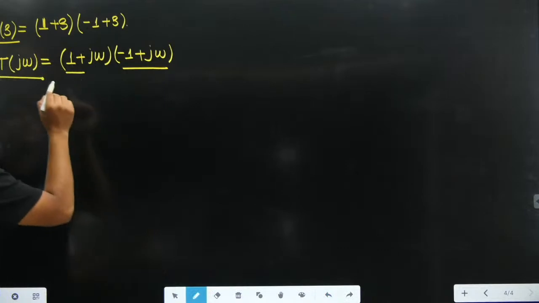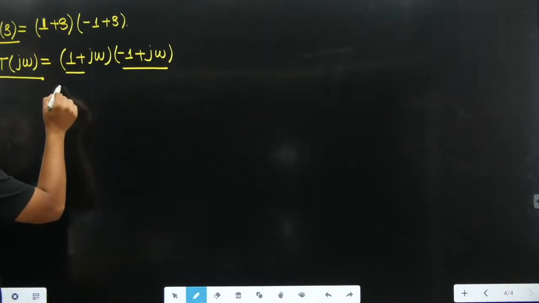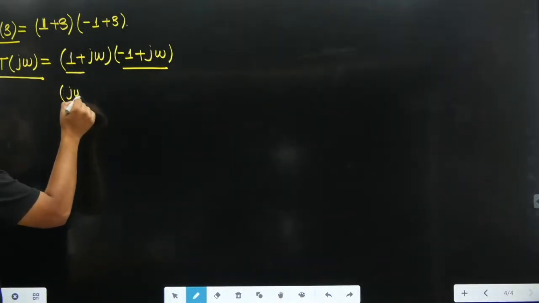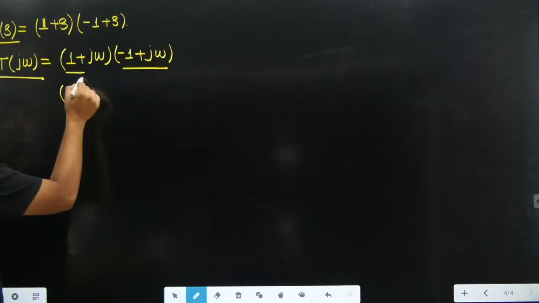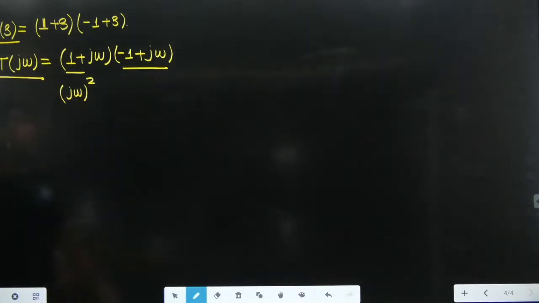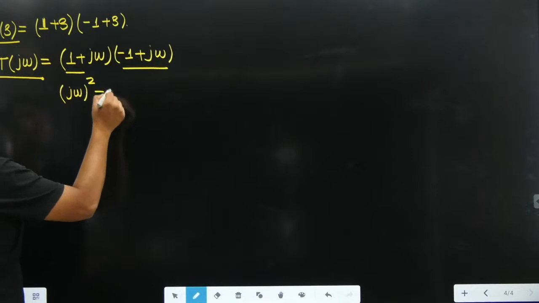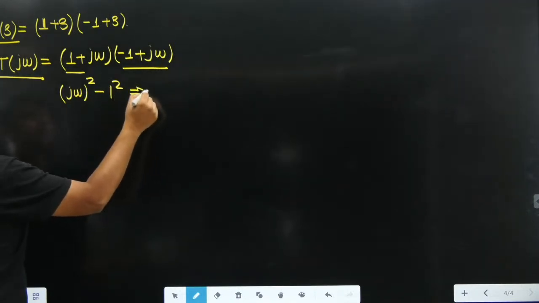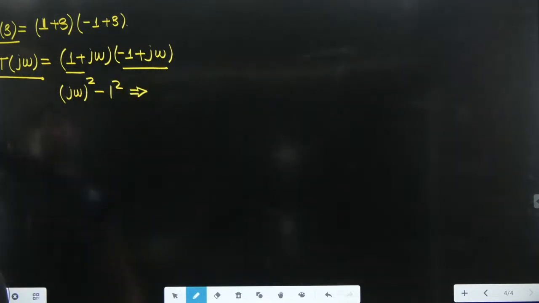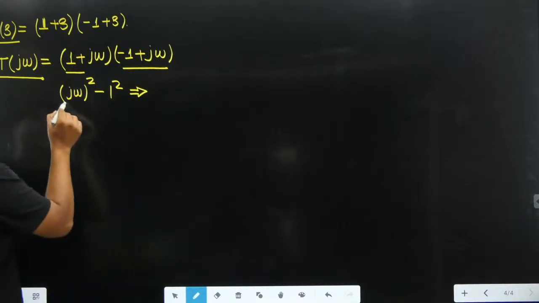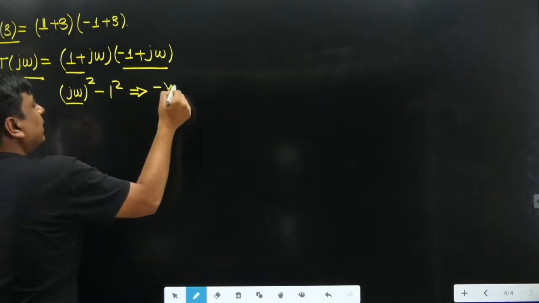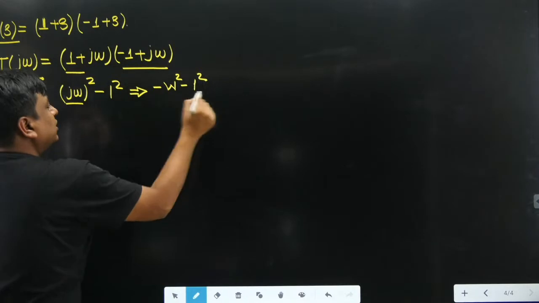So a square is simply going to be, how much has it been? a square is simply going to be j omega raised to the power of 2, minus 1 square. Once you do so, you yourself would be able to understand it had become minus omega square, and it had been minus 1 square.